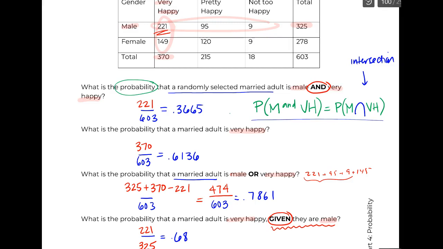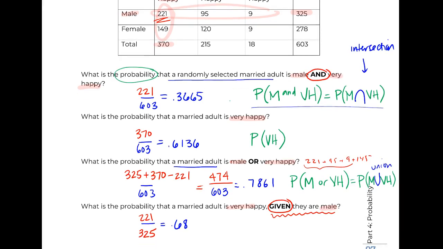All right, the next one, we're talking about the probability of just nothing about males. This is just very happy by itself. We have the probability of male or very happy, which again, we can just use the word or. And then the mathematical version of or is the union notation, which is the big U. And then the last one is the most important one because this is the heart of our inference later, and it's one that I test many times on the test.